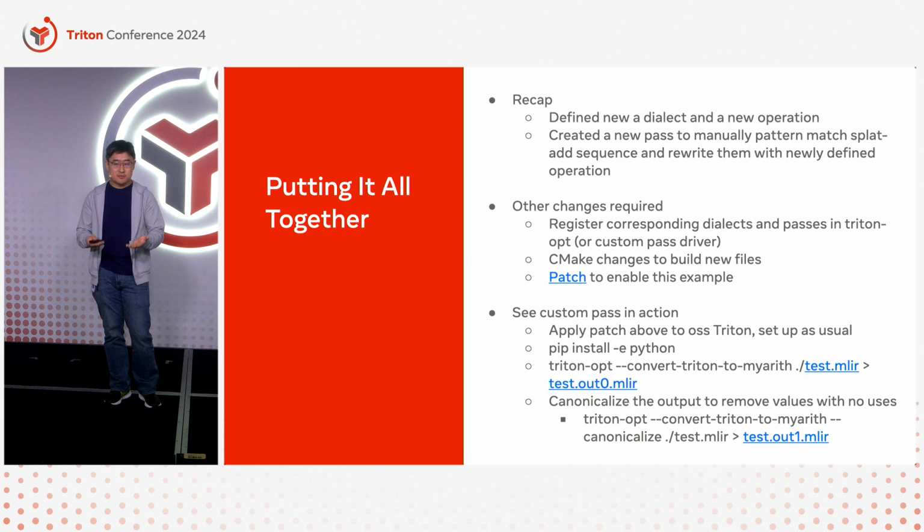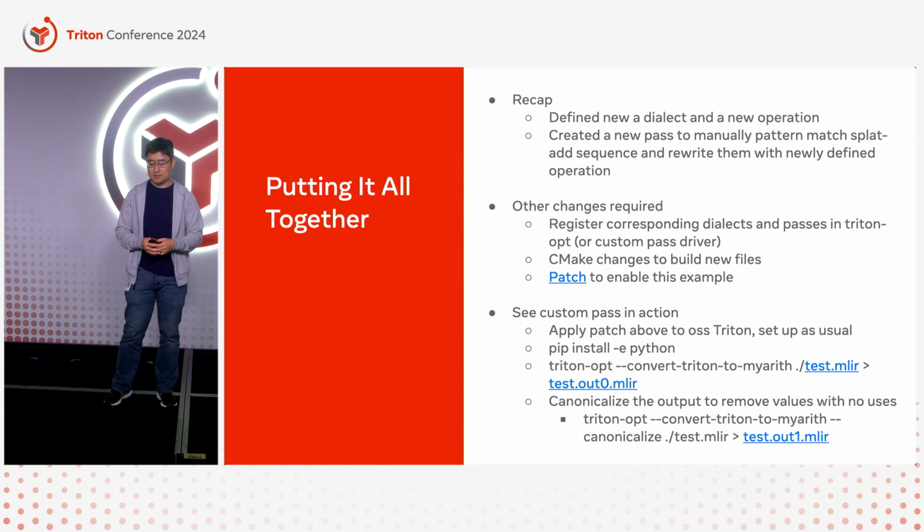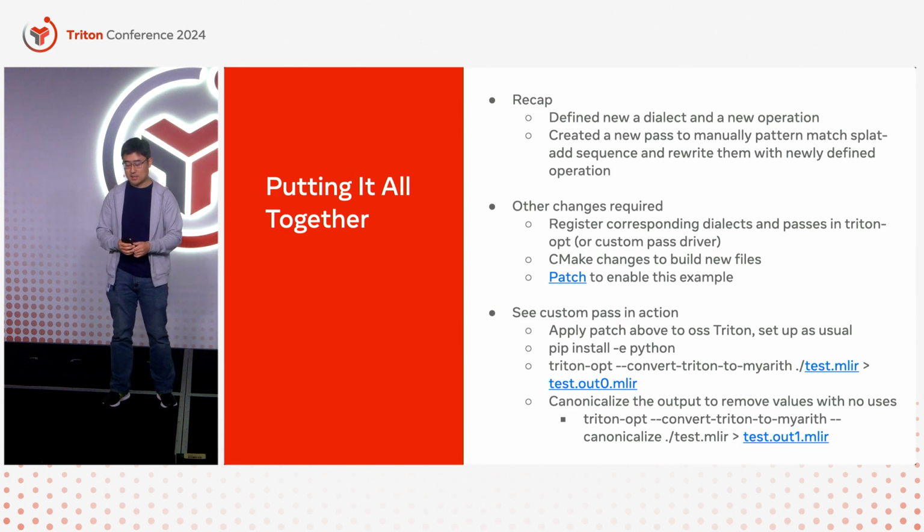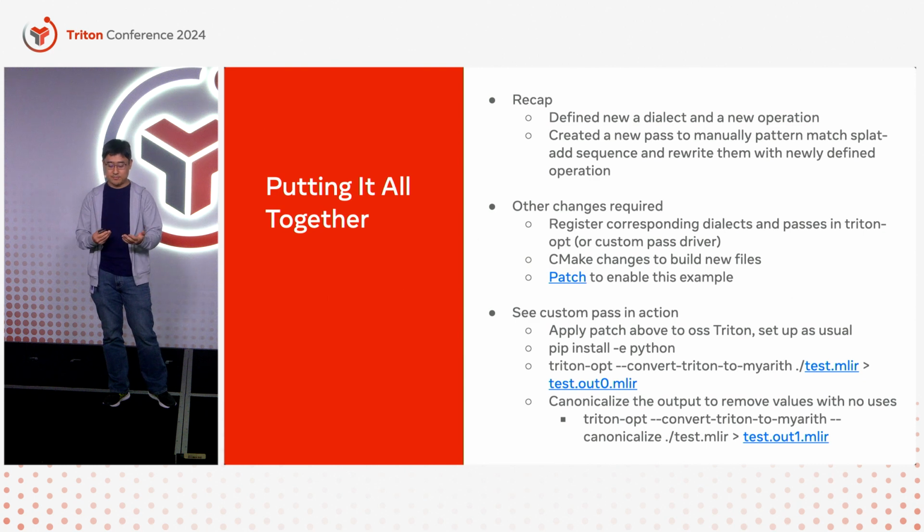What you will also notice from the description so far, and if you examine the first output, is that we never actually got rid of the operations that we're replacing. So we're replacing this splat add sequence, but those two operations are still in the first output file. To complete this example, we could either go back to our rewriting pass, make sure that these two operations have no other uses, and manually delete them, or we could just call the canonicalization pass on top of our newly created pass, and that will remove all the values that have no uses and also no side effects.